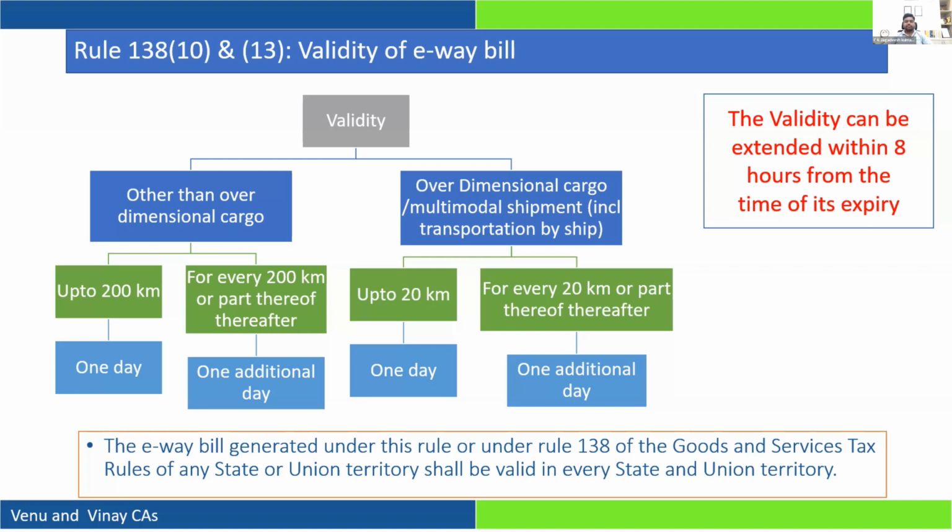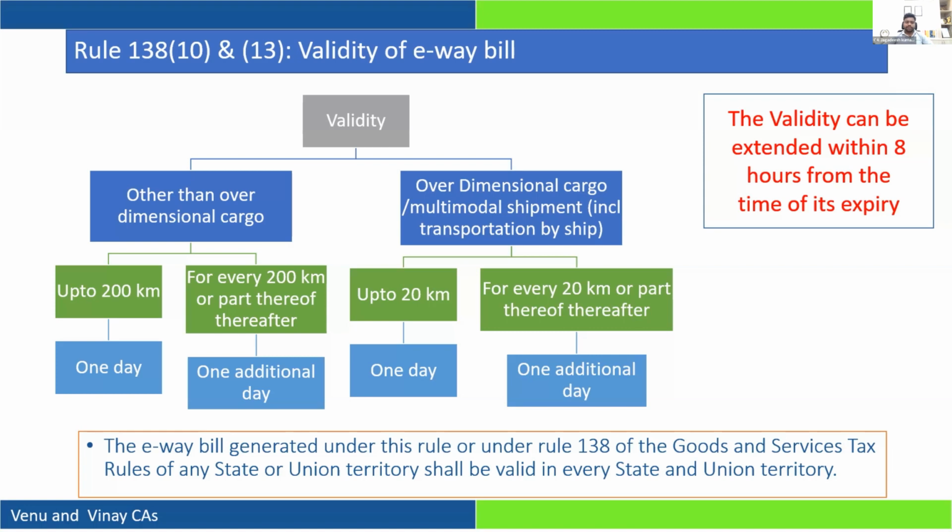So when will the validity start? I can generate Part A of the e-way bill today, but till when can I update the details in Part B? Within 15 days, you can update the details in Part B. Okay, I have updated the details in Part B and generated the e-way bill today at 3 p.m. When will it lapse, when will the 1 day expire?